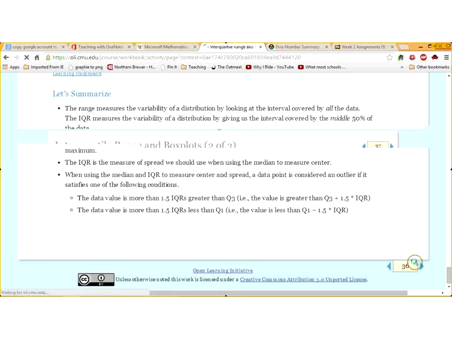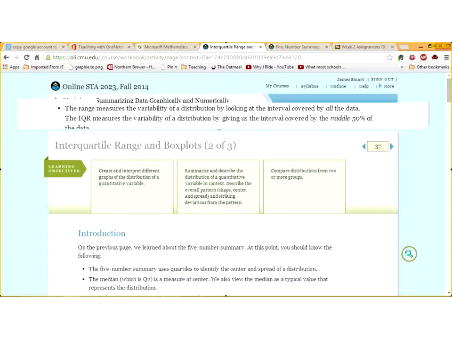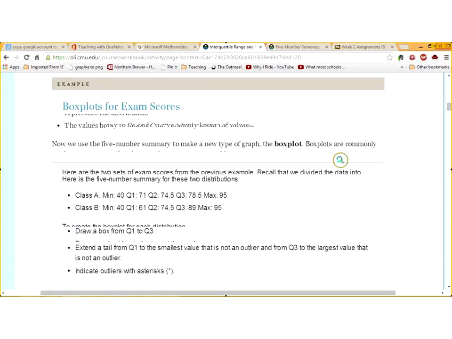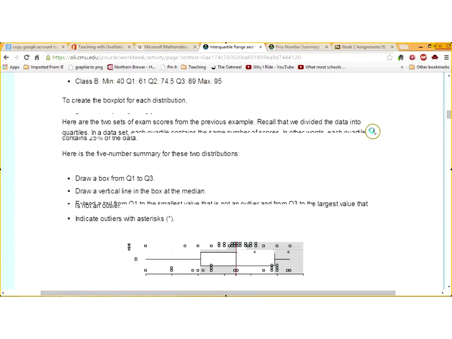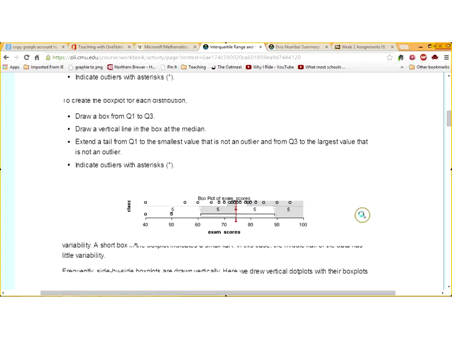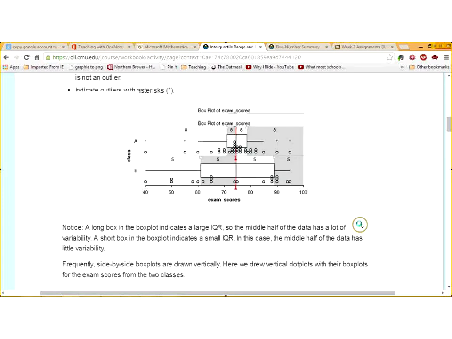All right, now here we're going to start looking at an actual graph of the 5-number summary, which is called the box plot. So here are our exam scores again, and here are what we call 2 box plots for the exam scores.